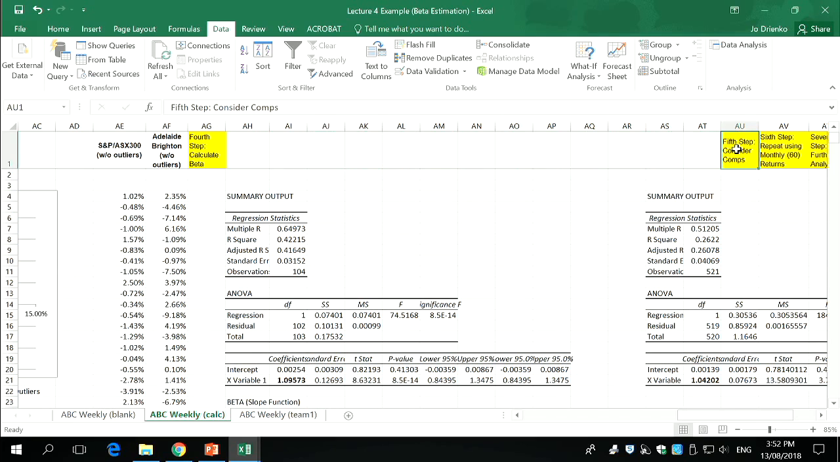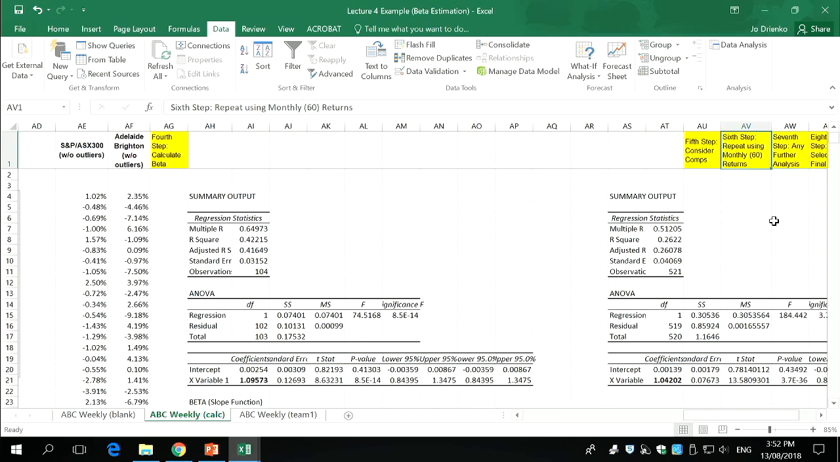Step 5 is you do all these calculations, not just for ABC in this example, or JB Hi-Fi for you, but for the other comparable companies as well. I gave you the data, right? So do it for that. Repeat the entire analysis that I just showed you using monthly returns. These are weekly returns in this example.